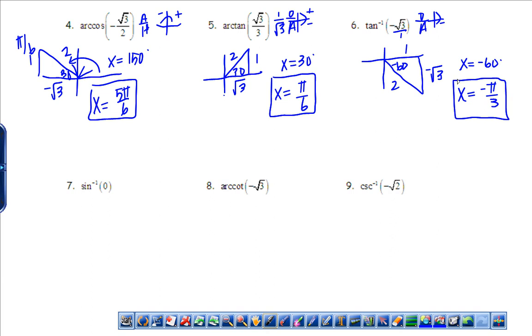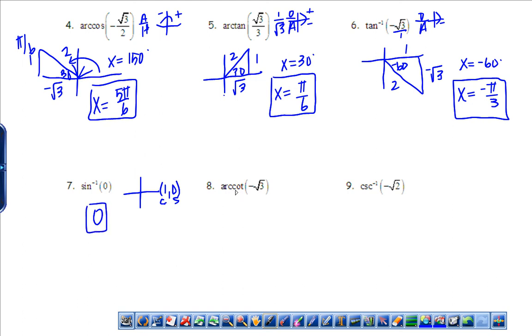Okay, sine of 0. So 0 degrees is right here, and this ordered pair is 1, 0. So remember, this is cosine and this is sine, so this is where I got sine of 0. So basically what you're looking for is what angle gave me 0. So what angle gave you 0? 0.